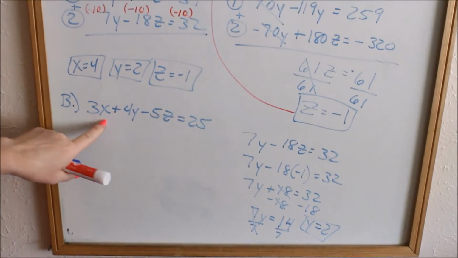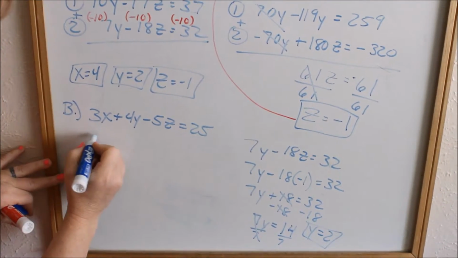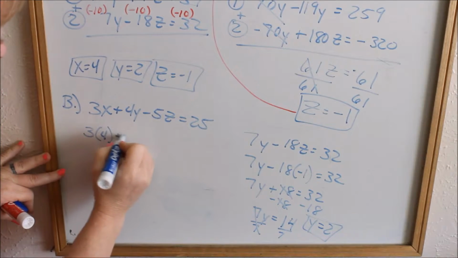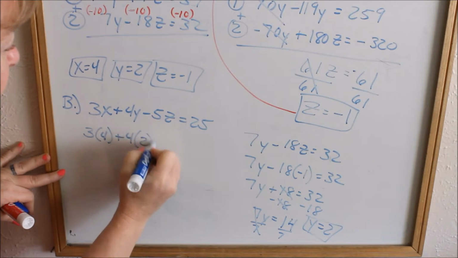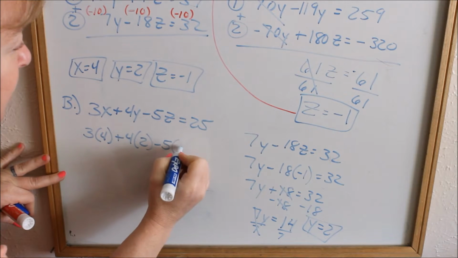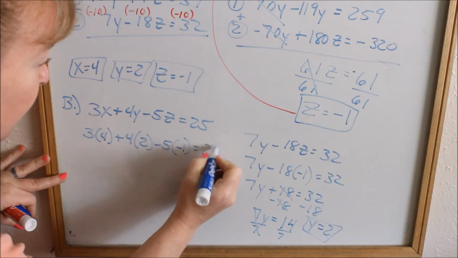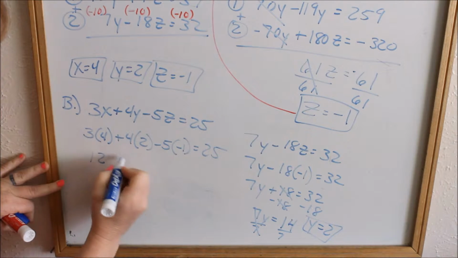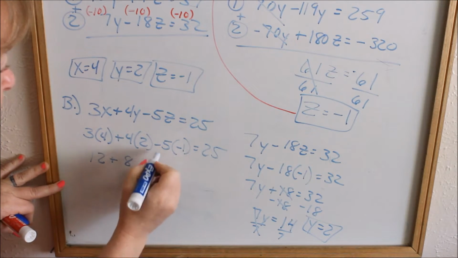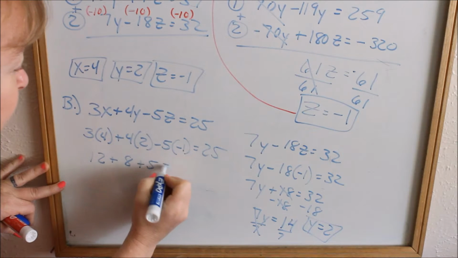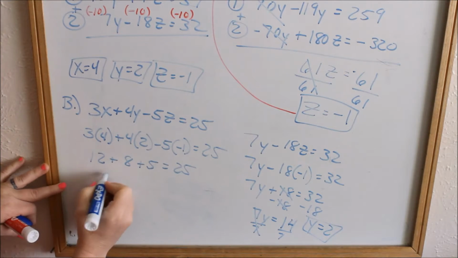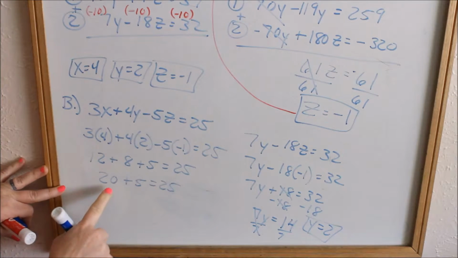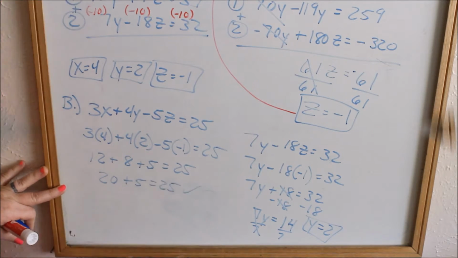So now I'm going to put in X, Y, and Z for each one. So 3 times 4 (X was 4), plus 4 times 2 (Y was 2), minus 5 times negative 1 (Z was negative 1). Now the left side should equal the right side. 3 times 4 is 12, plus 8. A negative times a negative is a positive. 12 plus 8 is 20, plus 5 equals 25. And I can see that 20 plus 5 is 25, so that checks.